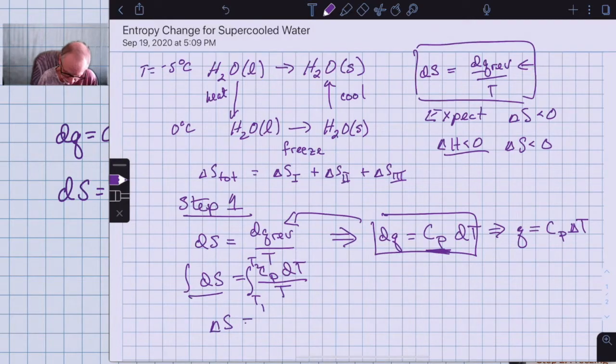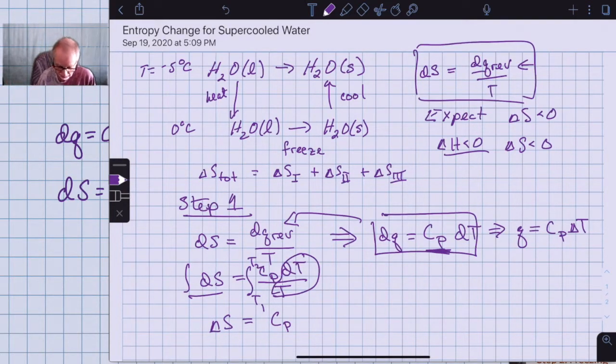And so, again, we're going to assume the heat capacity is independent of temperature, so we bring that outside the integral. But then we've got dT over T. And when we do that integration, it's like 1 over x dx. So this is just going to be the natural log of T2 over T1. All right, so that's how we're going to calculate that in step one. So let's take a look at that.